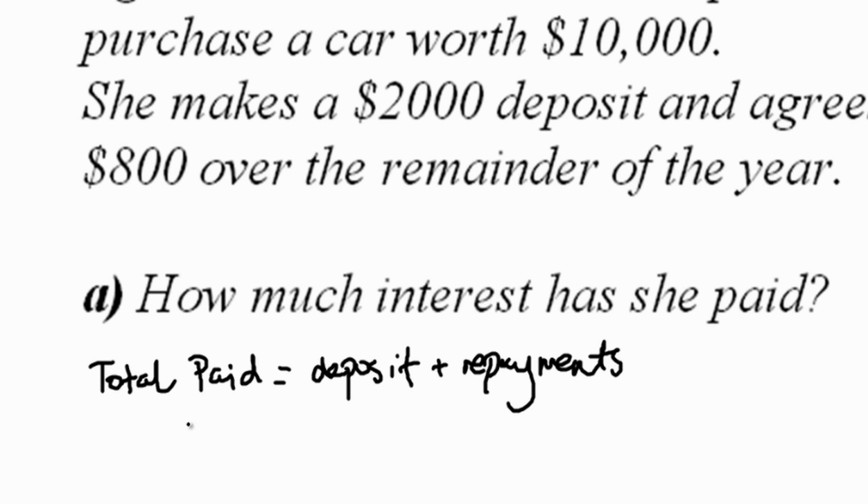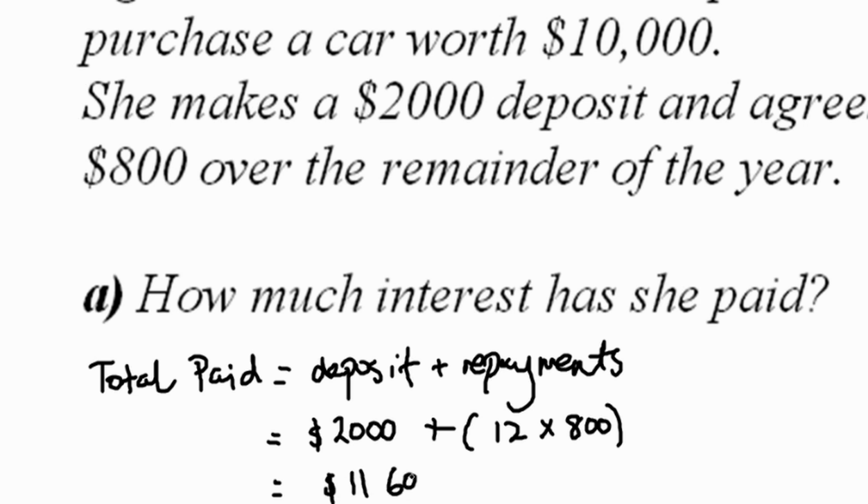So how much deposit does she pay? She pays $2,000 deposit. How many repayments she makes? She makes 12 repayments, and every repayment is $800. So we work that out. Using our calculator, we end up getting $11,600. But that's how much she pays in total for the car.